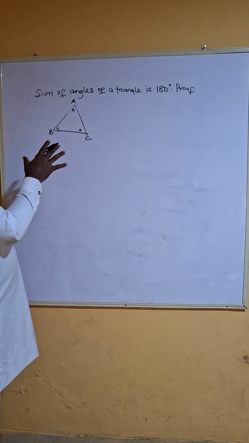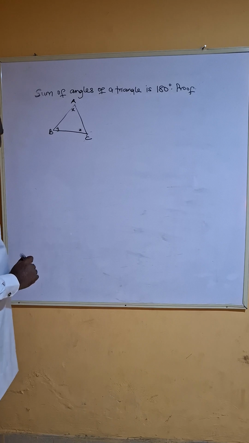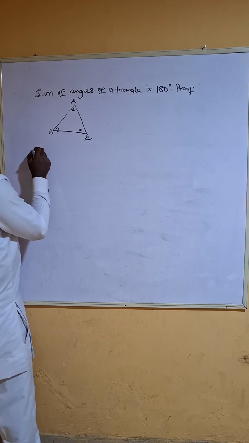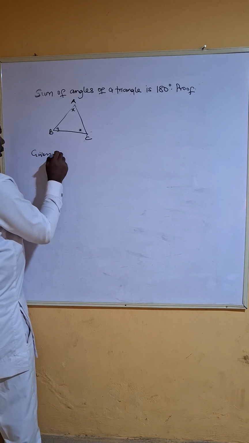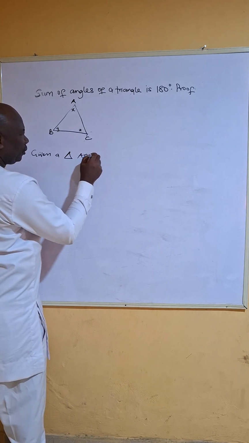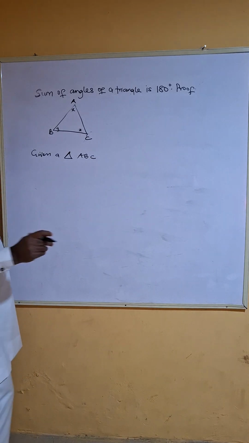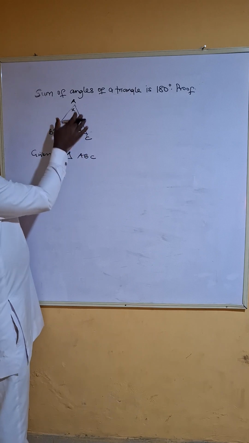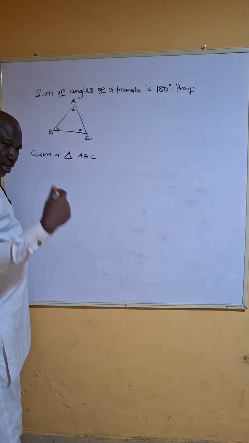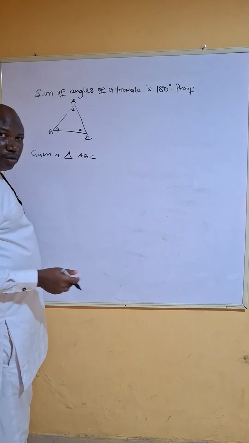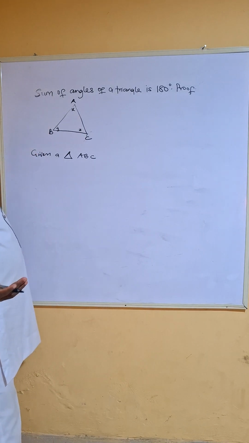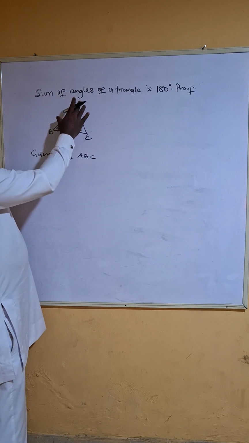Now, we want to show the proof step by step. The first statement you make is: given a triangle ABC. Mind you, I have used ABC here because I have labeled my triangle ABC. You can try other letters. You can say triangle PQR, triangle XYZ. It depends on whatever you want. But the one we are choosing here is ABC.